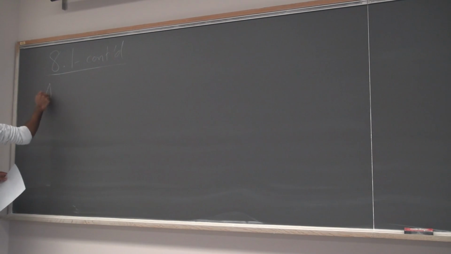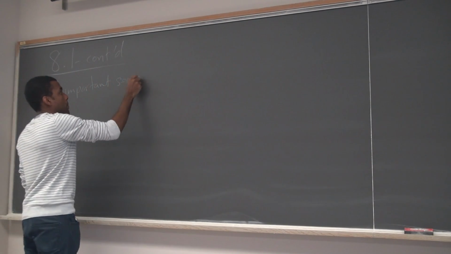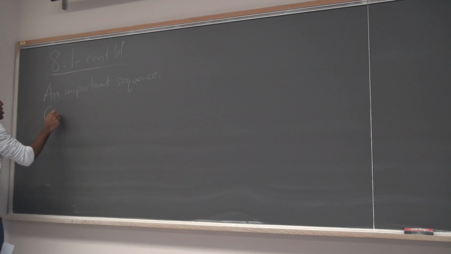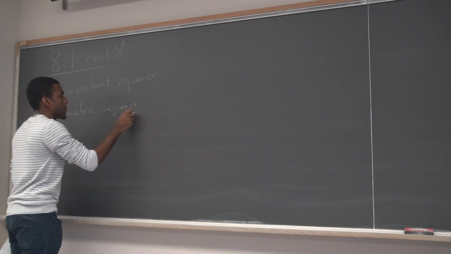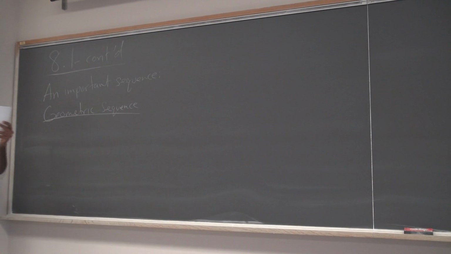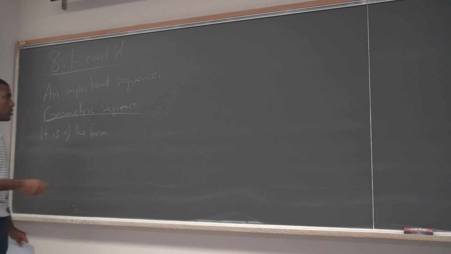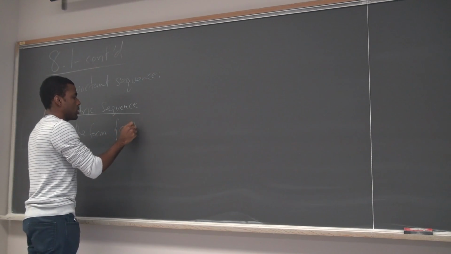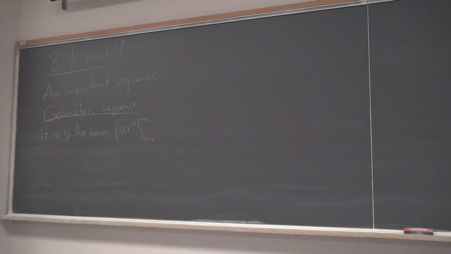Okay, an important sequence. It's called the geometric sequence. It is of the form, just like a geometric series, which I introduced to you before, a r to the n. That's called a geometric sequence, with a and r constants.